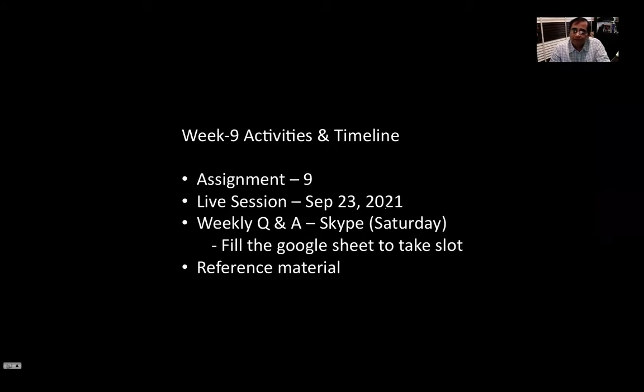So the week activities for this week will be that you have to do an assignment. You will have an option to do the weekly Q&A Skype session with us, which will be on Saturday. Additionally, this week we are going to have a live session on Thursday evening where we will show you some of the lab technologies and some of the experiments live from our lab.